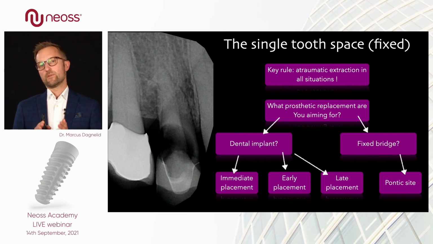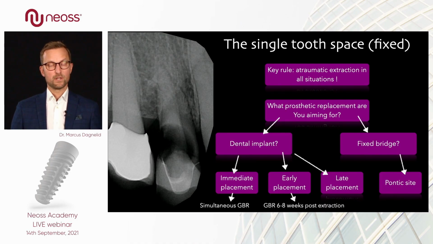Now, of course, you have to ask yourself, what type of prosthetic treatment are you looking for? So what type of replacement? Well, it's the dental implant, where we know with immediate placement and early placement cases, this is perhaps not the case where we do ridge preservation, because when we do these treatments, we usually do simultaneous GBR.